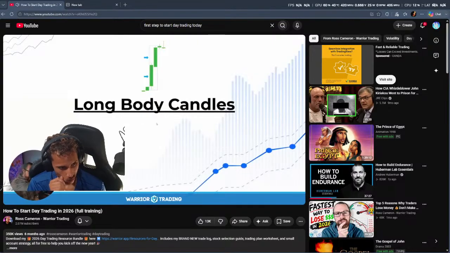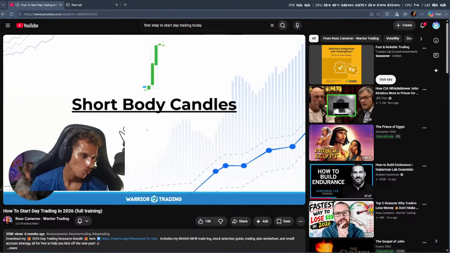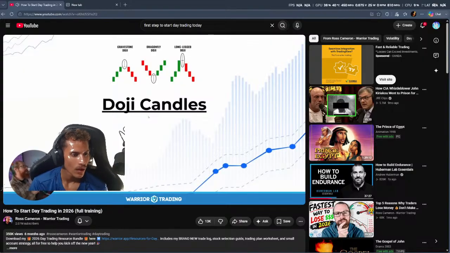So long body candles are our favorite, and anytime I see them, it's a good thing. It means the stock is moving. Even if I'm not in the position already, it's still okay because at least the thing is moving. So short body candles, I don't like them as much. I mean, they just don't communicate as much strength. But what's even worse than a short body candle is a doji candle.